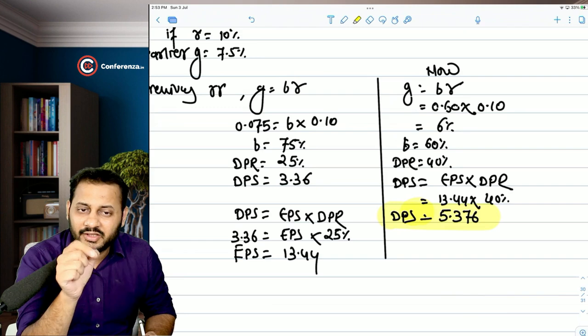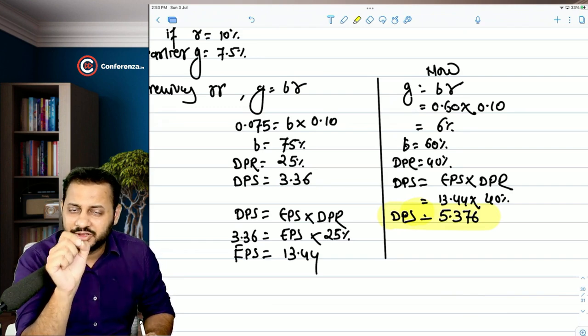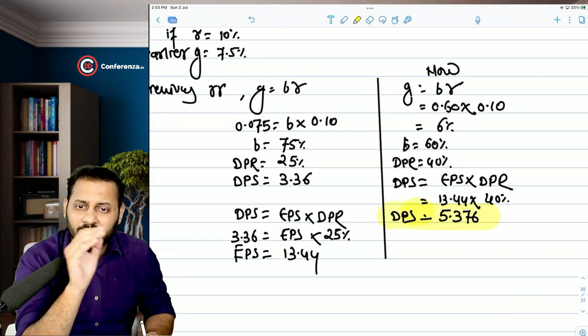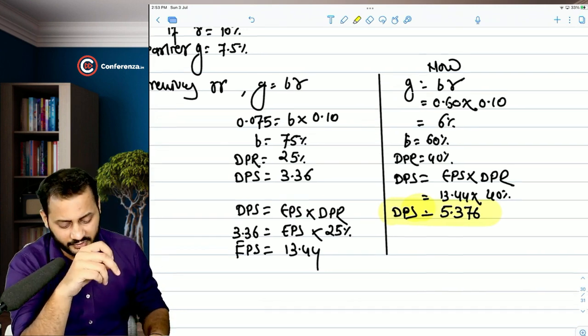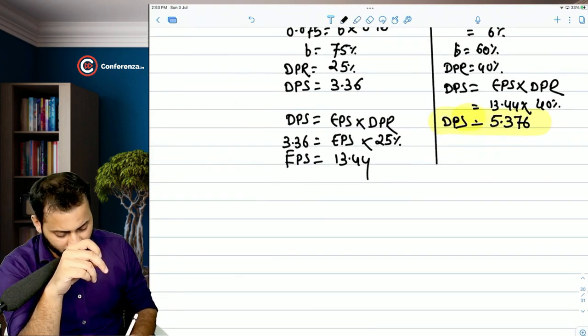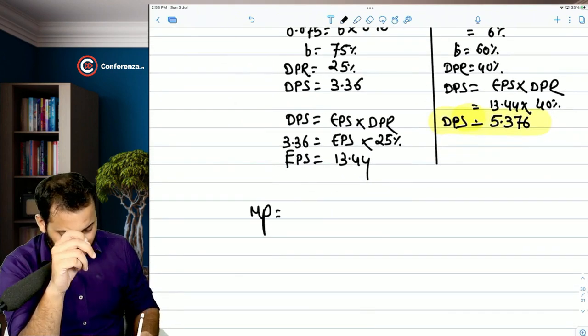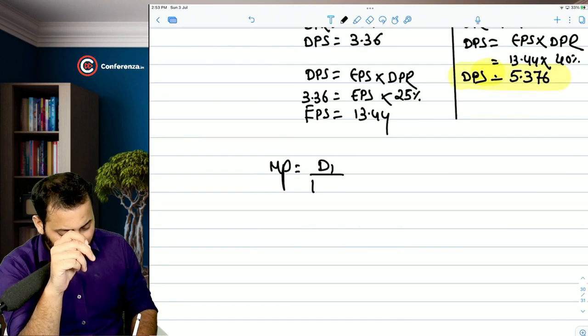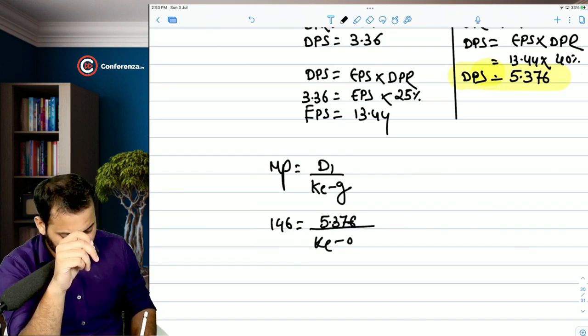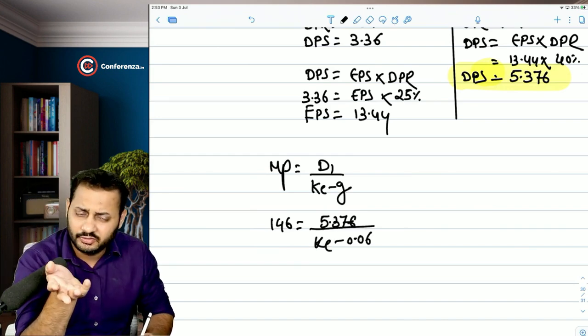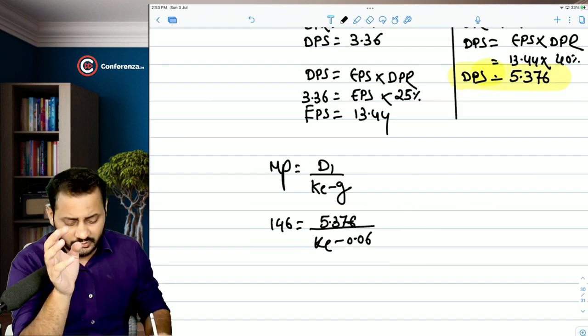If the retention ratio is changing from 75 to 60, don't you think the dividend per share will also change? And that's why we went back. Now market price is equal to D1 divided by cost of equity minus growth. 146 is equal to new DPS divided by cost of equity minus 0.06. The dividend has changed, and the growth rate has also changed.